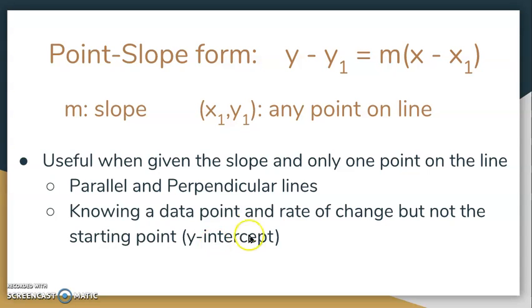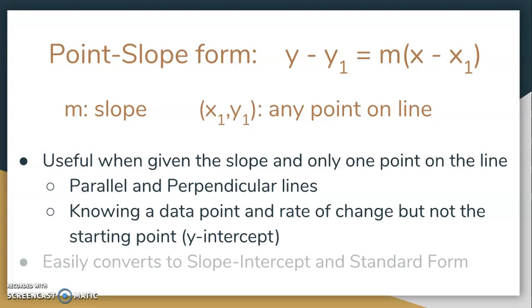Slope-intercept form always has to have the starting point. For point-slope form, it can be any point. And of course, finally, we do recognize at the end, it will convert back to slope-intercept form or standard form. Let's take an example.